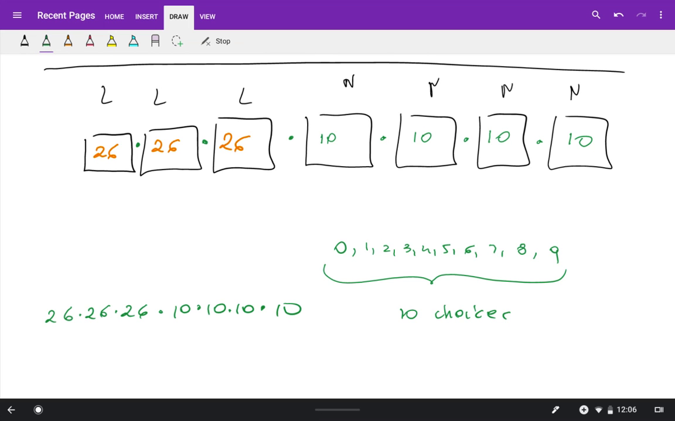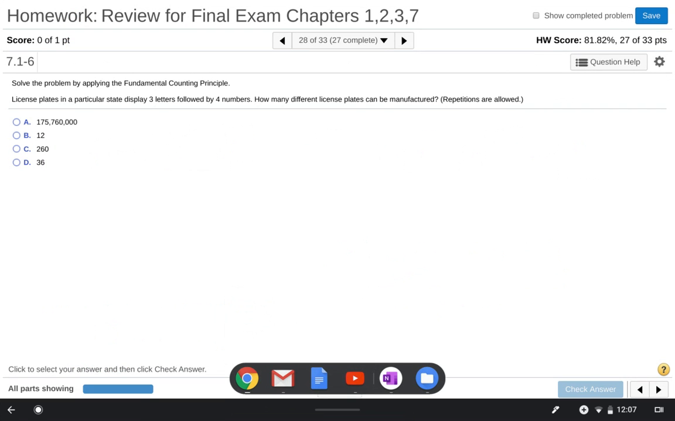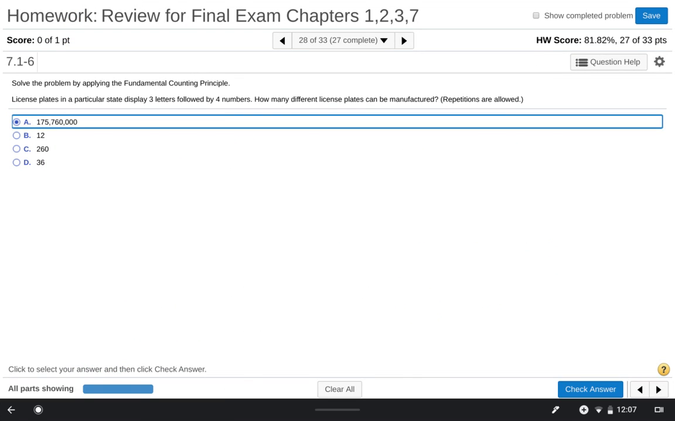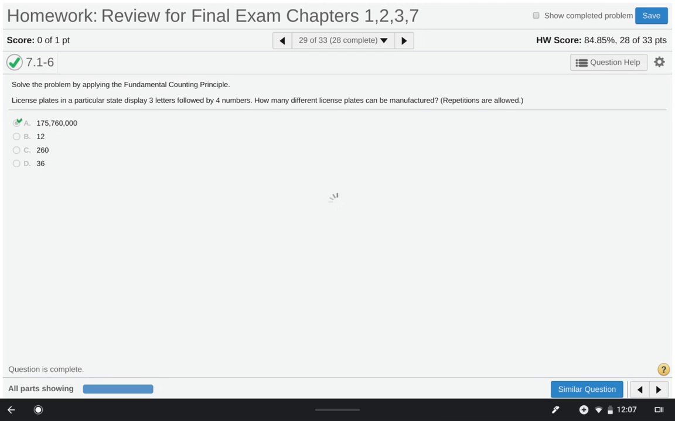The answer is, and when you have those type of problems, you always have a huge number as the answer. 175760000. So let's just type that, which is the first one. Even without doing work, when I saw the answer, I knew it's going to be A, because when you have the fundamental counting principle, you always have those huge numbers as the answer. Okay, we're going to the next question.